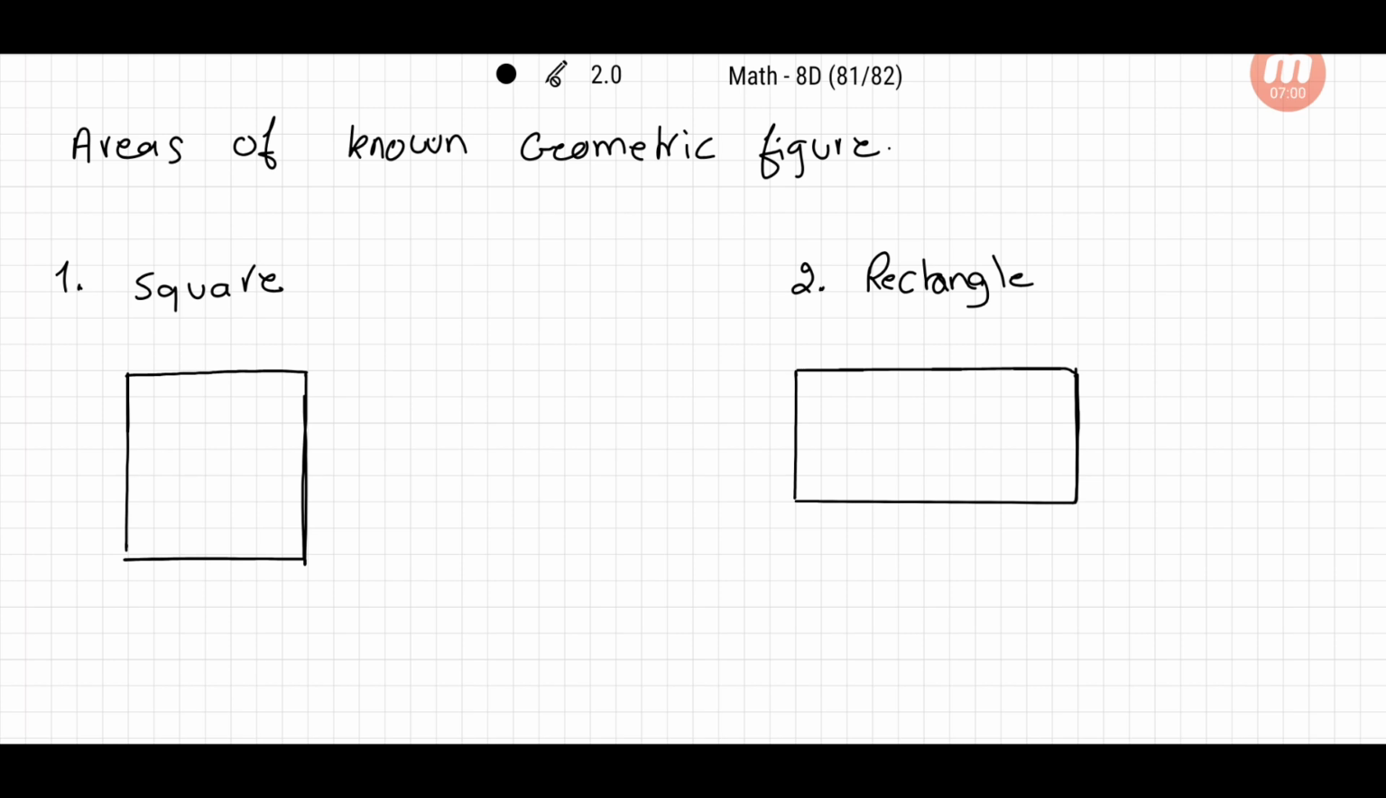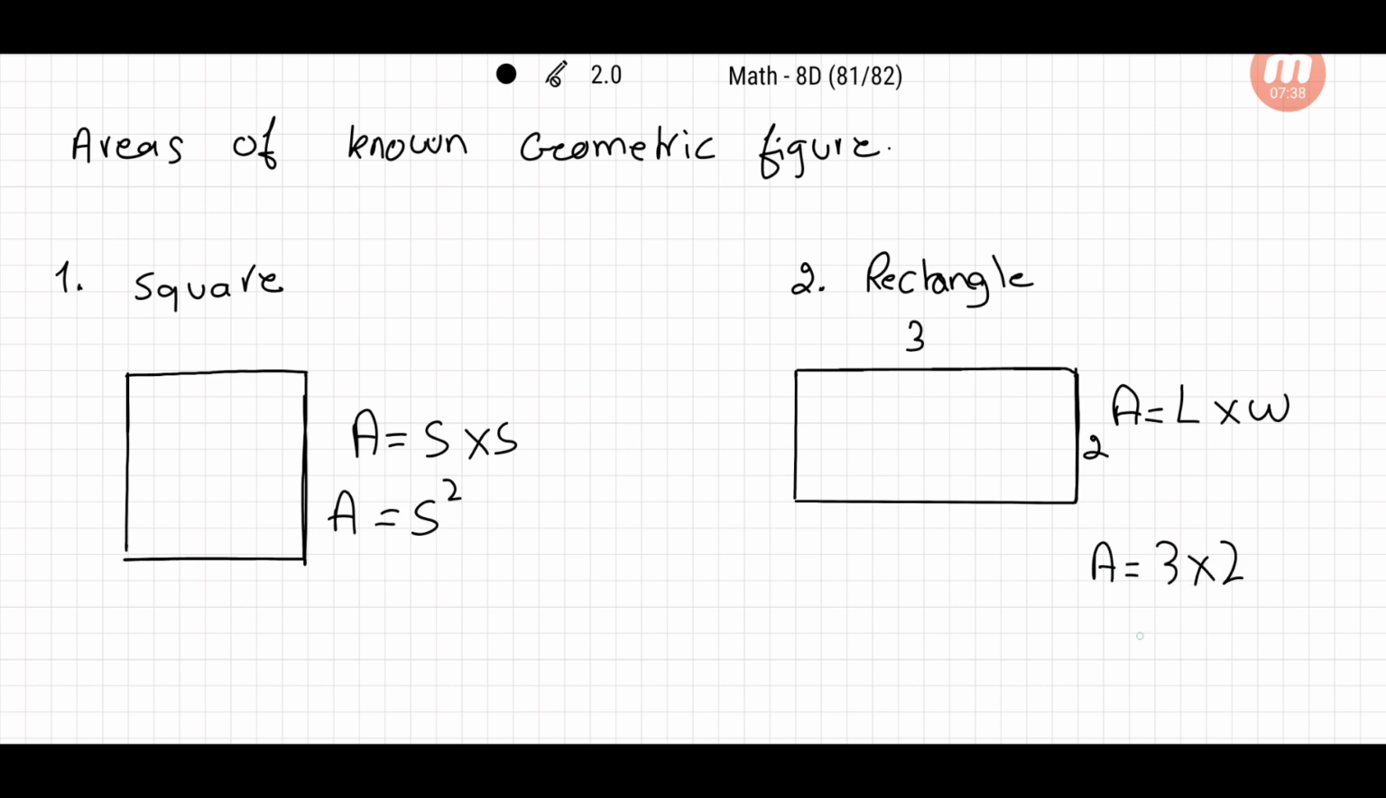Before I continue, I need to remind you of calculating the areas of geometric figures. How to calculate the area of a square? The area of a square is side times side, it is equal to s squared. Now area of a rectangle is equal to length times width. Example, if this is 3 centimeters and this is 2, then the area equals 3 times 2 equals 6 centimeters squared.